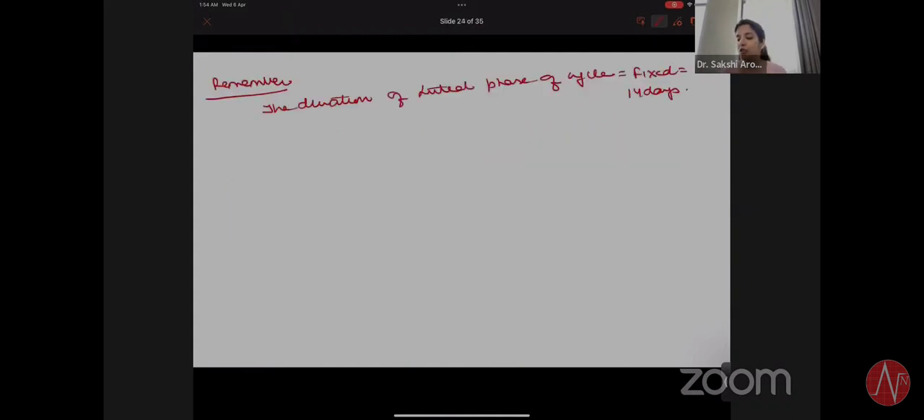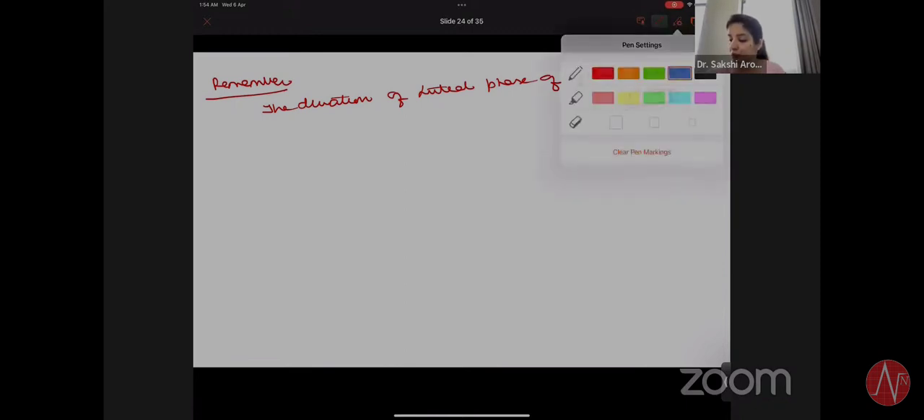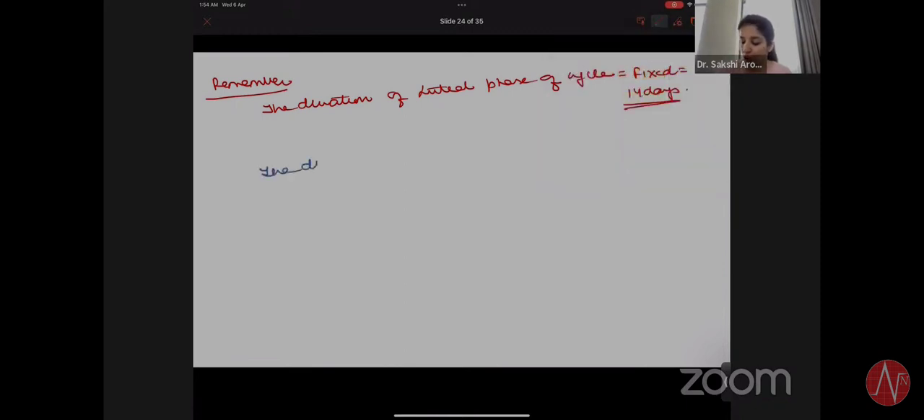Now the important thing which you have to remember is that the duration of luteal phase of the cycle is fixed and it is 14 days. The duration of follicular phase can vary.